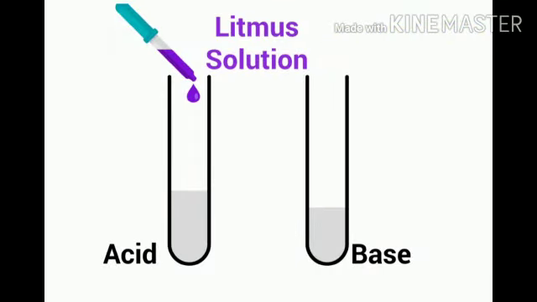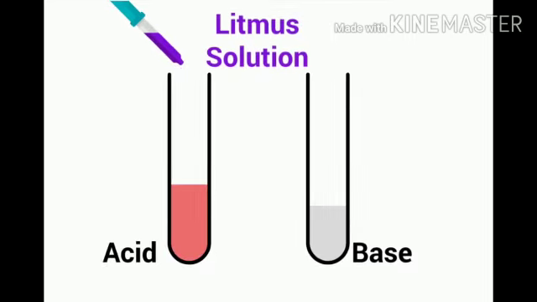To test whether the given substance is acidic or basic, add 2-3 drops of blue litmus solution to the given substance. If the blue litmus solution changes into red color, then the given substance is acidic. For example, vinegar, lemon juice, orange juice, juice of unripe mangoes all turn blue litmus into red. Hence, they all are acidic substances.